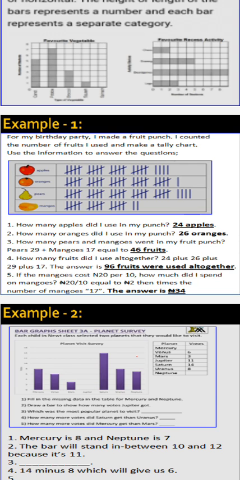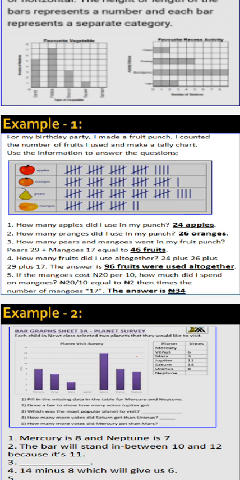How do I come about 26? If you go against the tally mark as regards oranges, you see that the 5s are in 5 places. So 5 times 5, 25 plus 1, you have 26 oranges. Then number 3 now, how many pears and mangoes went in my fruit punch? Pears, if you count, 29, then plus mango 17, that will give us 46 fruits.